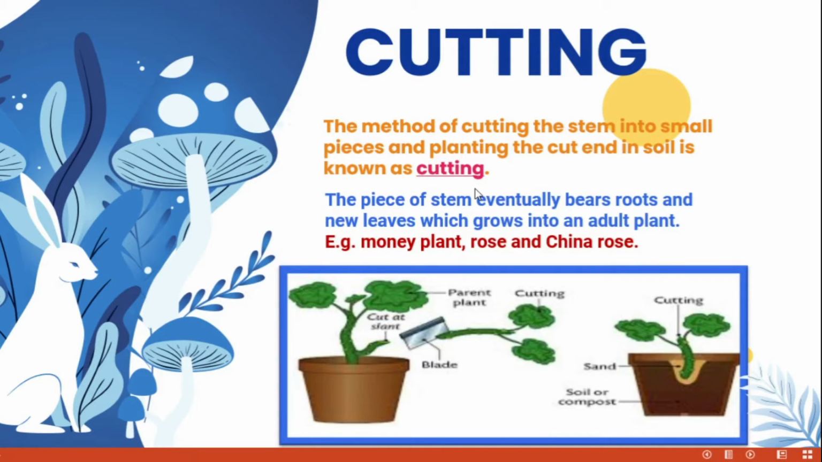Very simple concept. We have to cut the stem into many pieces, then plant each stem in the soil. Basically, these stems have leaves and buds. After planting, after a week, these stems definitely grow into an adult plant, because they contain buds and leaves. The piece of stem eventually bears roots and new leaves, which grow into an adult plant. We can do this with money plant, rose, and china rose. It is a very simple method we can do at home itself.